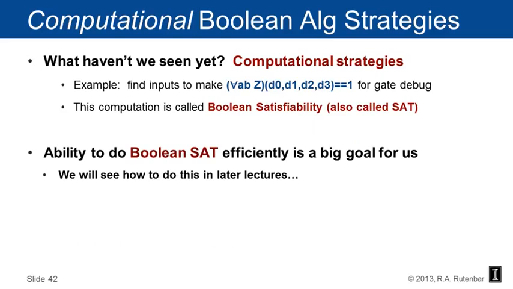Now, what you really haven't seen yet are a lot of computational strategies. In this particular case, what I needed was to find inputs that make this particular value of this function a 1. That is the most famous computational problem in all of Boolean algebra. That's called Boolean satisfiability. Give me a Boolean expression, tell me if there's a way to make it a 1, or tell me that there is no possible way to make it a 1. That's called the SAT problem. And the ability to do Boolean SAT efficiently is a big goal for this. We're gonna see how to do this in some later lectures. But for now, what we're going to do next is give you some more computational infrastructure for Boolean algebra.